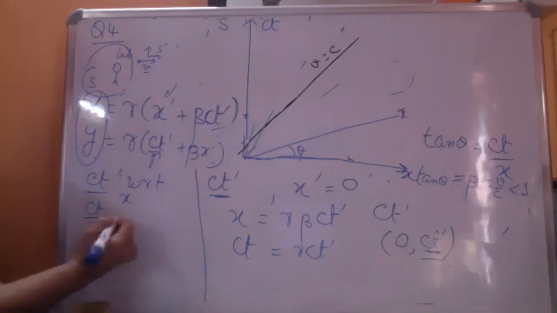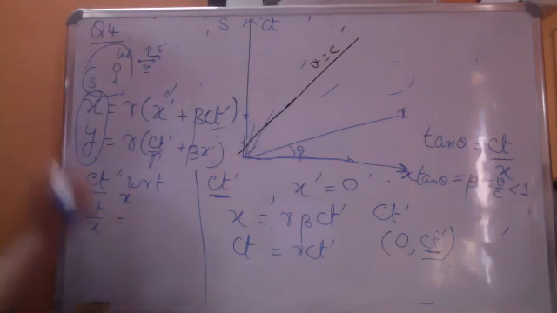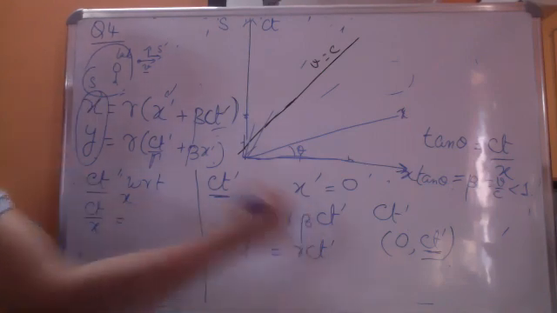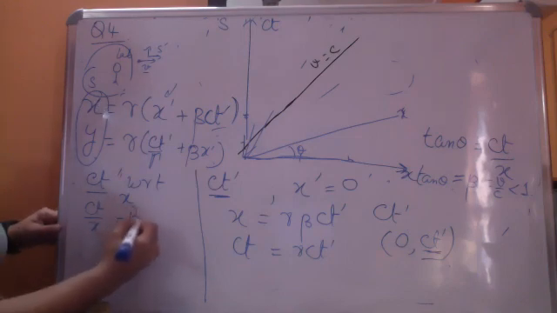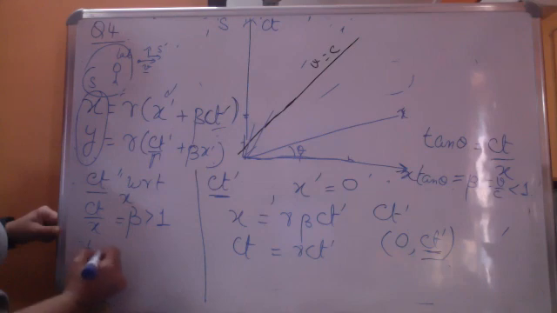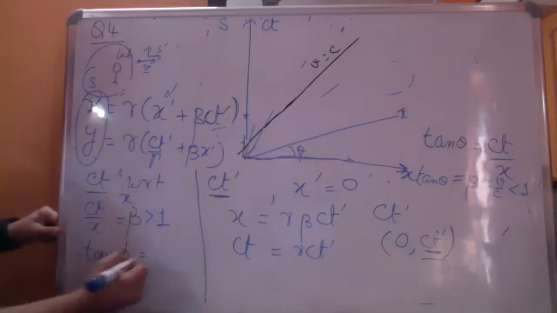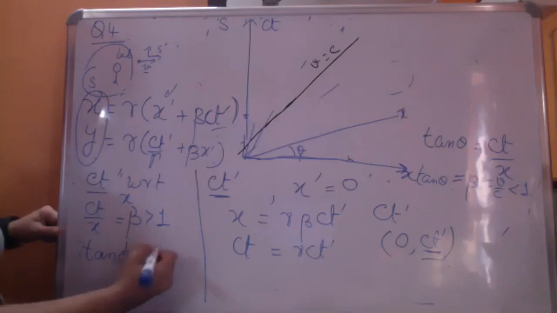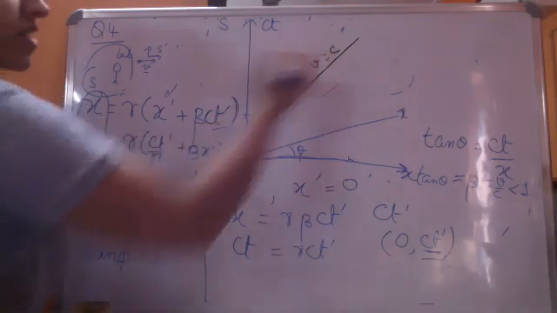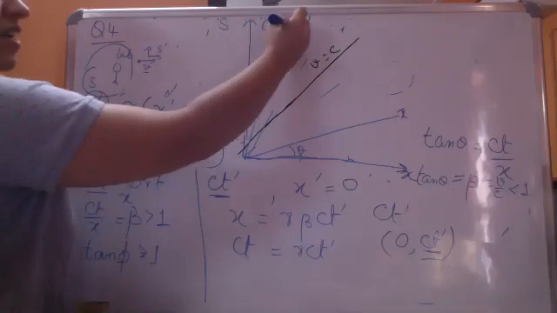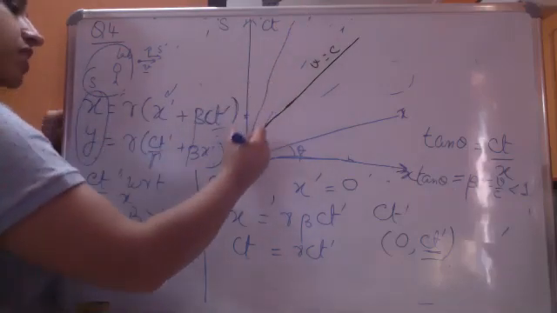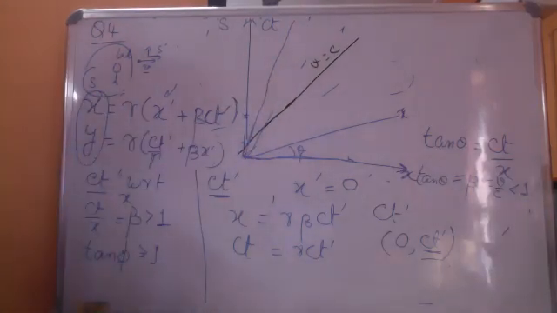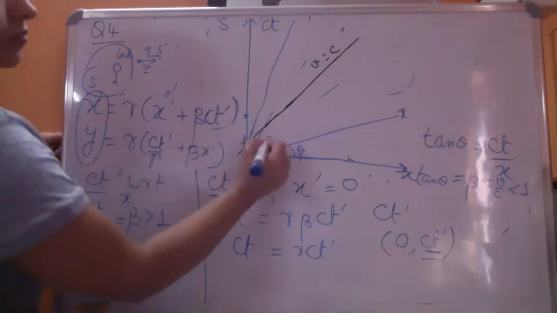The slope of the straight line with respect to x-axis would again be ct by x. But now this time ct by x has to satisfy these two conditions. So ct by x comes out to be 1 by beta. Hence it is greater than 1. So this angle, let's say I call, it makes with x-axis is phi. It has to be greater than 1. So that means it is not any line, but it is a line which lies beyond this light cone. So this is phi.